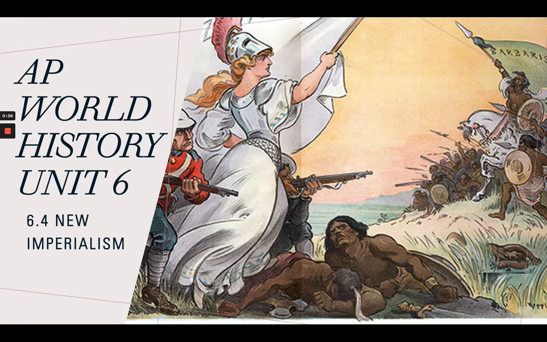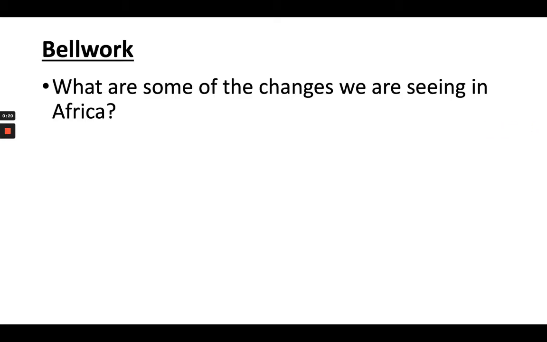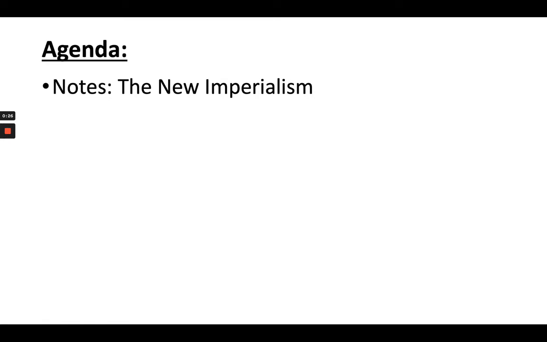Today we are continuing on with our lectures on Unit 6, the consequences of industrialization. We are going to continue looking at new imperialism today. So, what are some of the changes we're seeing in Africa? The title of today's notes is New Imperialism.